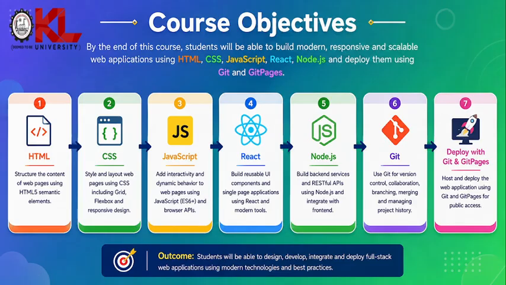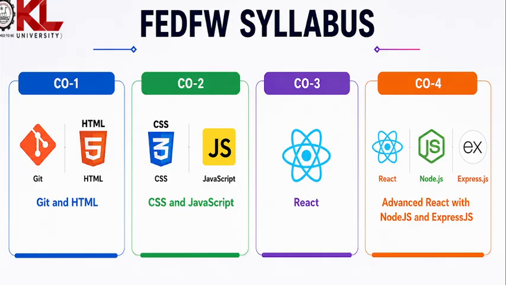So these are the technologies we are going to learn as a part of this course. Next, this Front-End Development Frameworks for Web Applications course is designed with the following syllabus. In CO1, we are going to discuss Git and HTML, and CO2 covers CSS and JavaScript. CO3 covers React. CO4 covers advanced React with Node.js and Express.js. This is the complete syllabus for whatever we are going to learn.